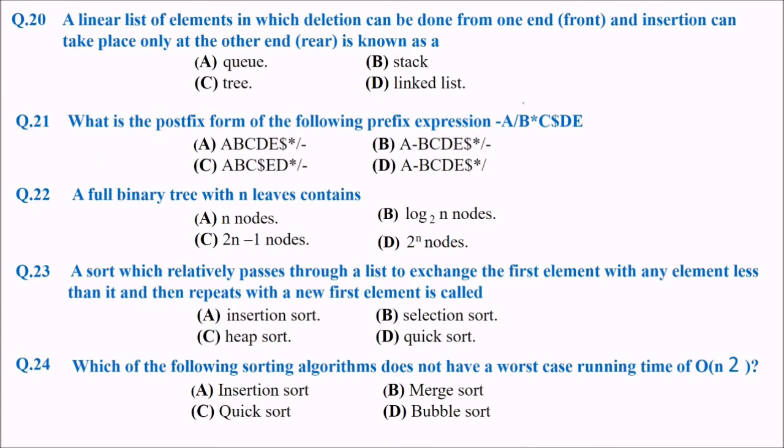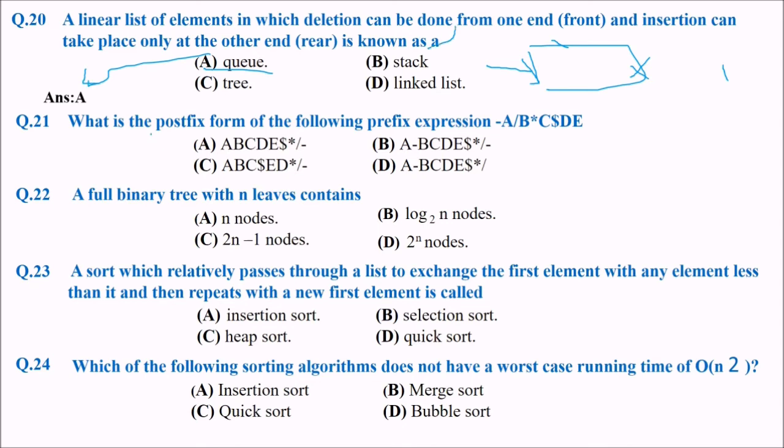Next is a linear list of elements in which deletion can be done from one end, and insertion can take place only at the rear. So only insertion can take place at this point. So this data structure is known as, is it Q or any other? Can you answer? The answer is Q. This definition is for Q.